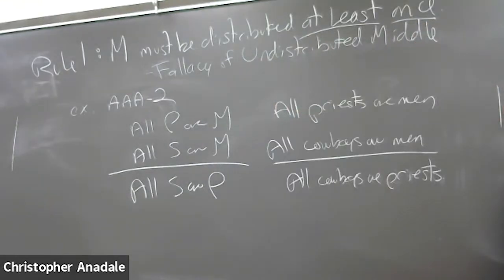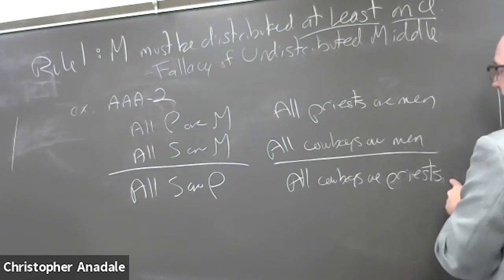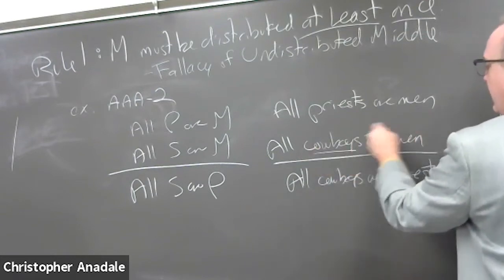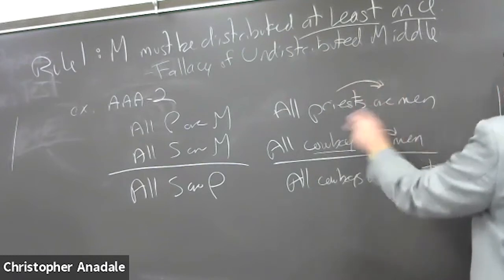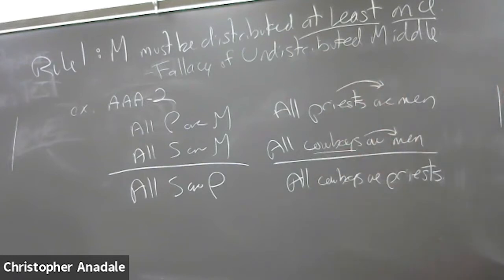Okay, all priests are men, all cowboys are men. Even if those things were both true, it wouldn't necessarily prove... It'd actually be a good premise for a sci-fi novel: all cowboys are priests. Okay. It simply doesn't follow from these two things being true. Why? Because the fact that all cowboys are men and all priests are men does not indicate that they all belong to the same group.